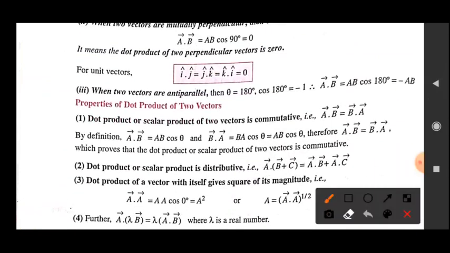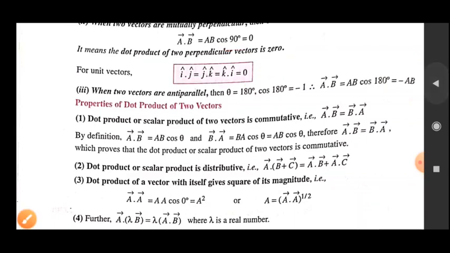So here it means that the dot product of two perpendicular vectors is always 0. So if two of the vectors are perpendicular to each other, then the dot product will be 0. Now you can write down this value for the perpendicular of two vectors. If two vectors are perpendicular, then due to cos 90 being equal to 0, i dot j, j dot k, or k dot i, all values should be equal to 0.